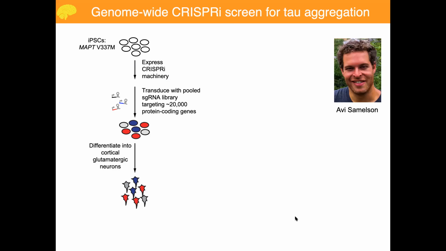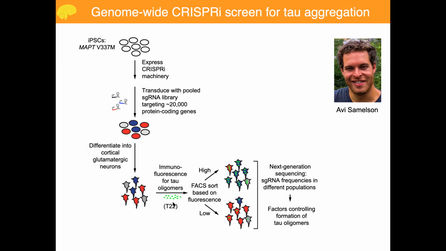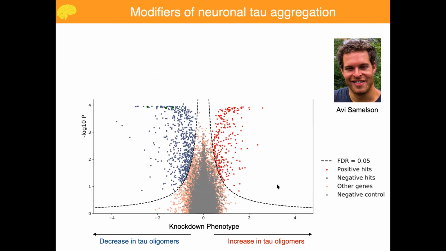So Avi can now use the system to target, for example, all protein coding genes in these iPSCs with a tau mutation, differentiate them to neurons, and do FACS sorting to separate neurons that have higher levels of tau oligomers or lower levels of tau oligomers as stained by this T22 antibody, and then use next generation sequencing to quantify guide RNA frequencies in both populations. And so the same scheme will apply once we do this by deep mutational scanning.